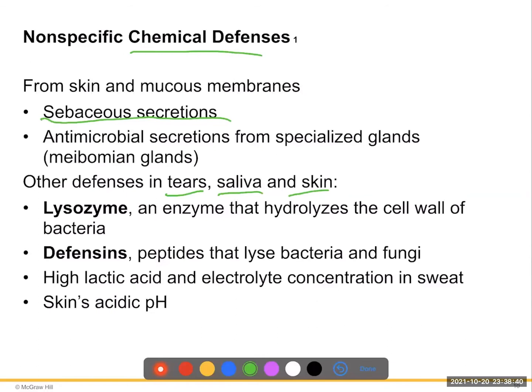You have lysozyme, which is an enzyme that hydrolyzes the cell walls of bacteria. What it does is break down the wall of bacterial cells. Defensins are peptides that lyse bacteria and fungi. High lactic acid and electrolyte concentration in sweat, and the skin's acidic pH, all act to help defend the body against invading pathogens.